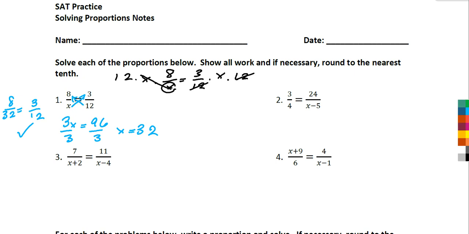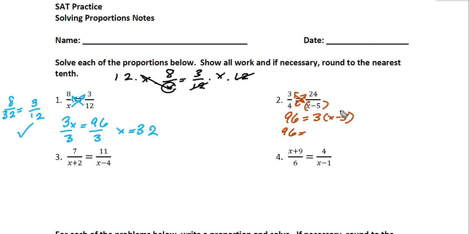All right, now we're just going to use it on the next examples. So in example 2, once again, we're going to cross multiply and solve. So 4 times 24 is that 96 again. And now this is 3 times this whole quantity. So I'm going to put parentheses there and write it out. 3 times the quantity x minus 5.